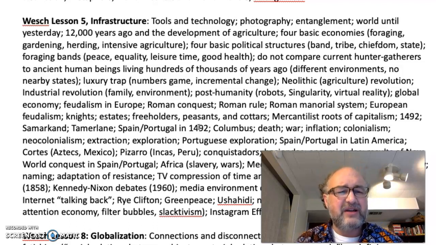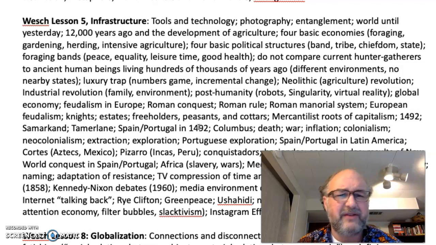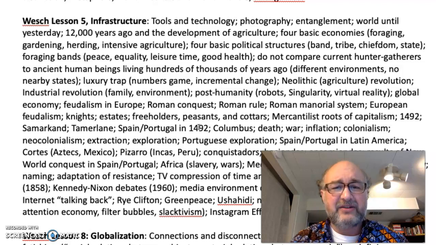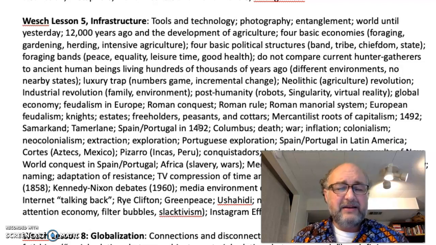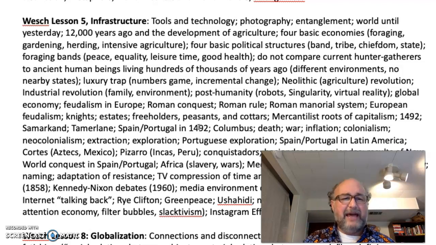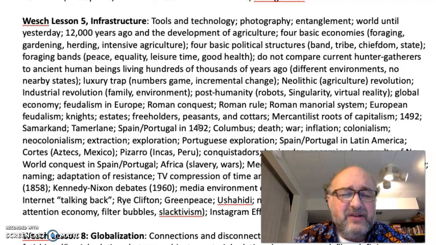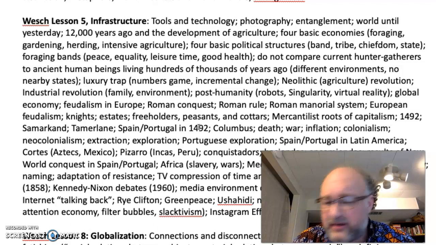The world until yesterday. So yesterday happened 12,000 years ago with the development of agriculture. We have 4 basic economies: foraging, gardening, herding, and intensive agriculture. 4 basic political structures to match those economies: band, tribe, chiefdom, and state. So the lowest level is the foraging bands. These valued peace and equality, had a lot of leisure time, had good health.